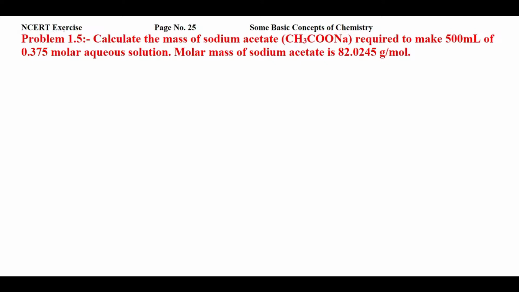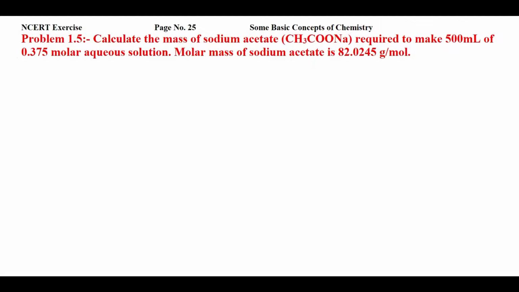Students, this is NCERT exercise problem 1.5 from page number 25 of Some Basic Concepts of Chemistry, right? So let's read the statement. Calculate the mass of sodium acetate. They have given you the formula of sodium acetate, that is CH3COONa, required to make 500 ml of 0.375 molar aqueous solution. Molar mass of sodium acetate is 82.0245 gram per mole, right?